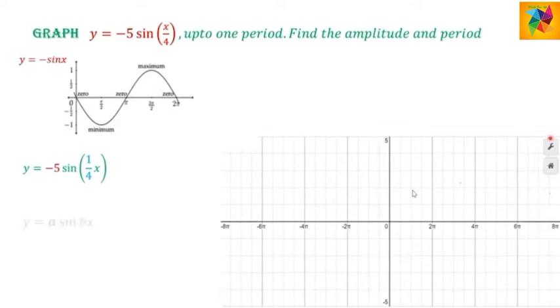So our first step is to write our function as y equals a sine bx. This helps us to identify our a and b. Remember, a is always the coefficient of sine and b is the coefficient of x. So our a in this problem is the coefficient of sine, which is -5, and b is the coefficient of x, which is 1/4.